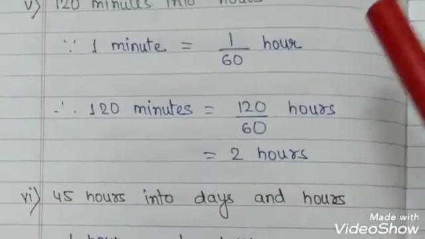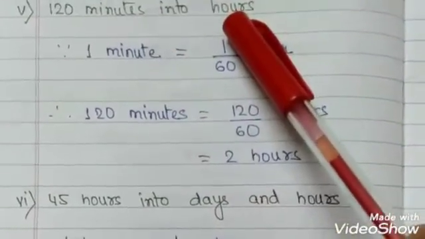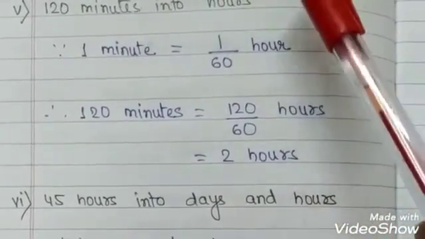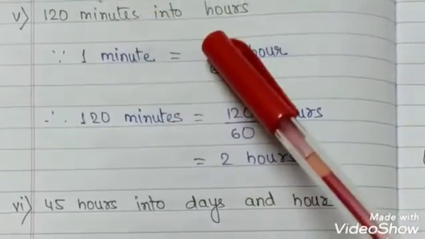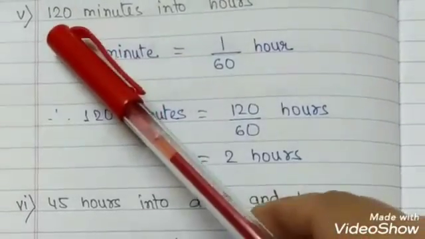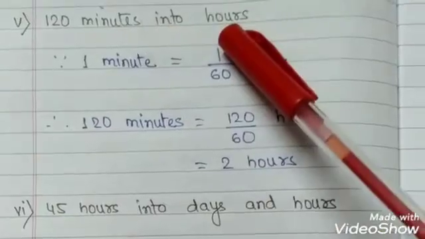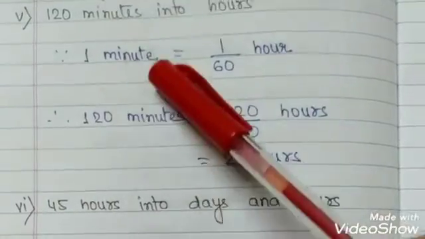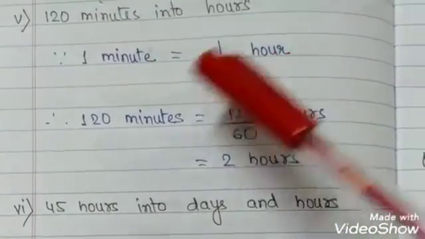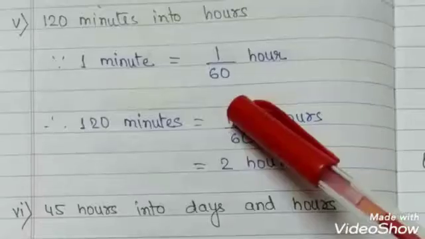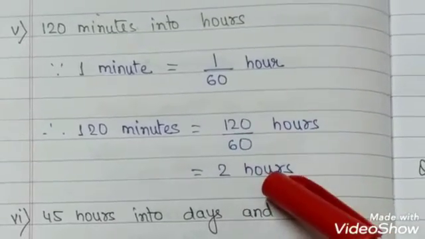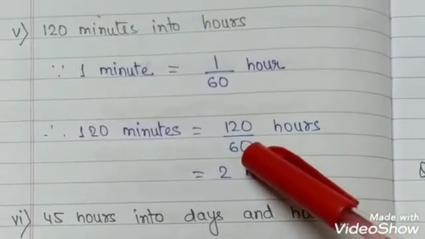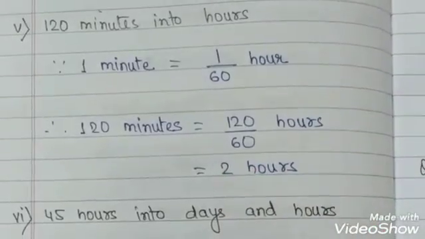Now let's convert the smaller unit to the higher unit. Here we will divide by the conversion factor when converting from the smaller to the higher unit. So let's see the example. 120 minutes into hours. Now 1 minute is equal to 1 upon 60 hour. Therefore 120 minutes is equal to 120 divided by 60 hours. When we divide 120 by 60, we get the answer 2 hours.